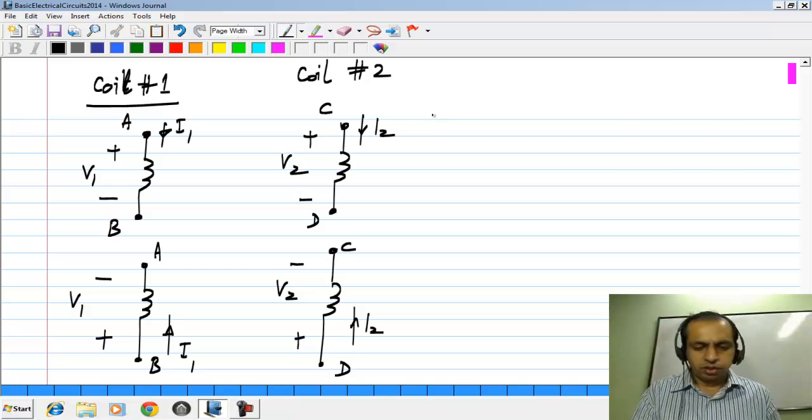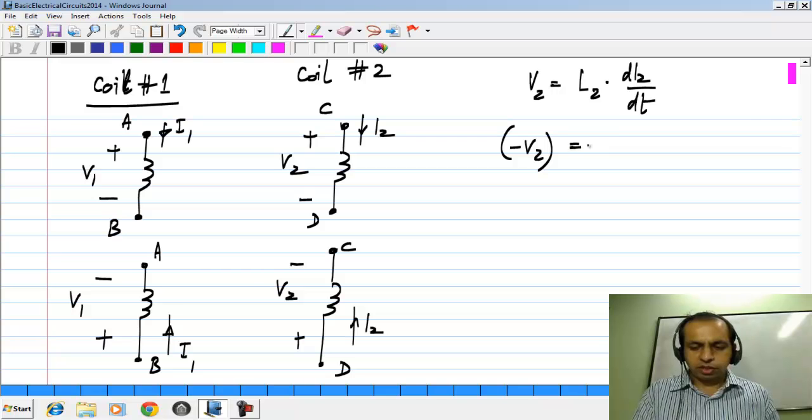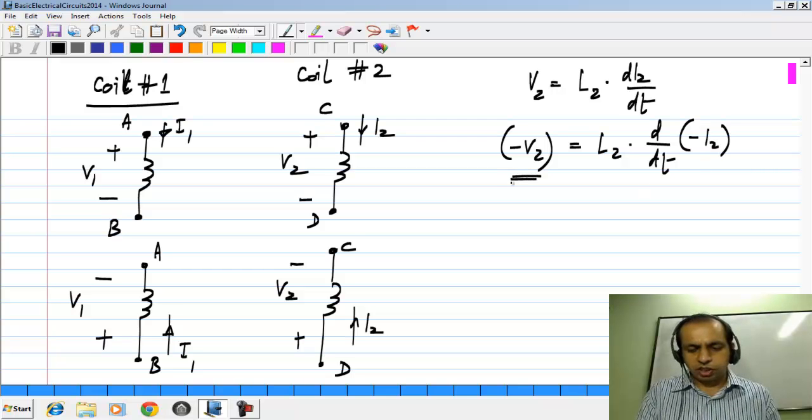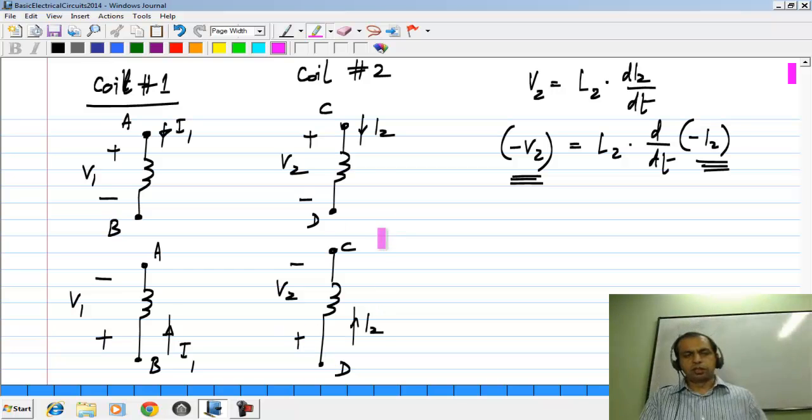Because if I wrote V2 is L2 di2/dt, I could also write minus V2 as L2 times the time derivative of minus I2, which corresponds to the directions chosen in the bottom picture. If I define this voltage to be something else, it's simply the negative of that voltage, and this current is the negative of that current.